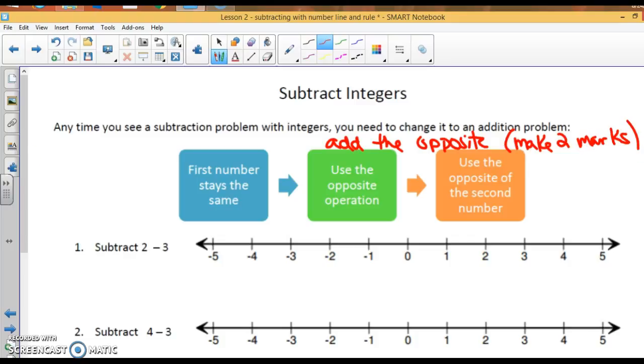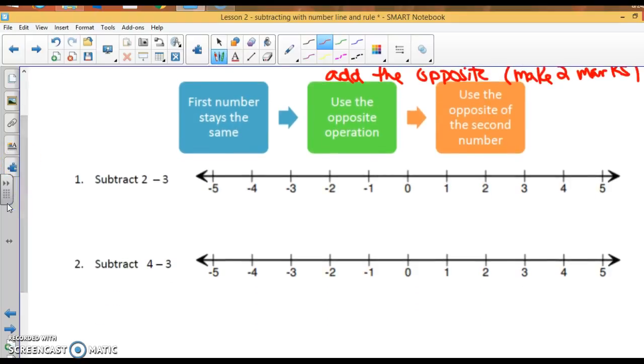So this is a subtraction problem. I'm going to change it to an addition problem first. So change this to add. What's the opposite of positive 3? Negative 3. So it is now 2 plus negative 3. 2 minus 3 and 2 plus negative 3 are exactly the same thing. But you need to rewrite it as an addition problem before you try to do it on the number line.